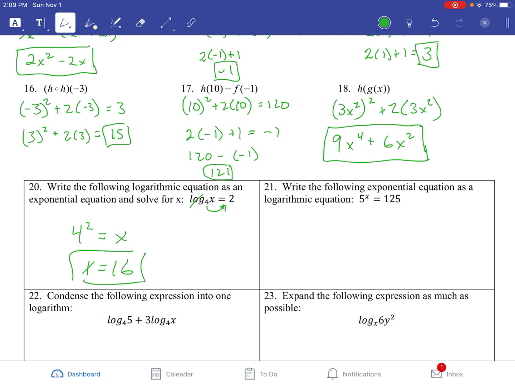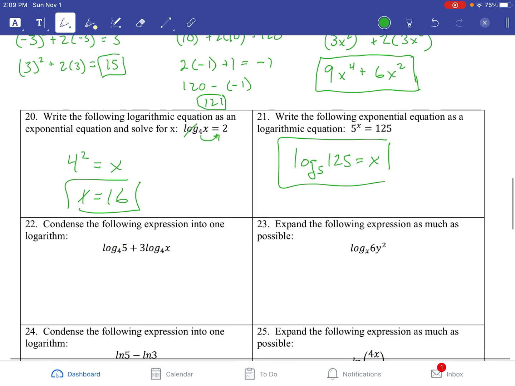All right, for this, you want to rewrite the exponential equation as a logarithmic equation. So that means the base is 5, the 125, and the exponent was x. So you're basically being able to go back and forth between 20 and 21.